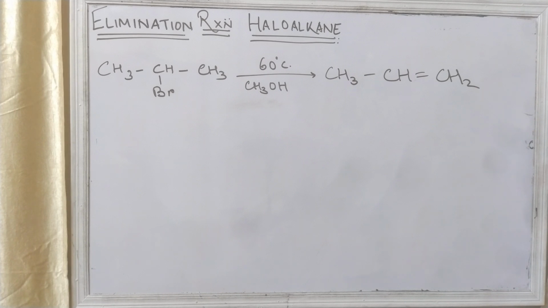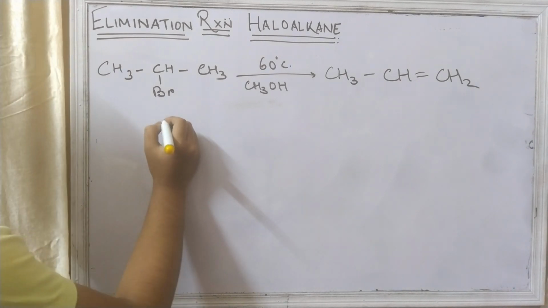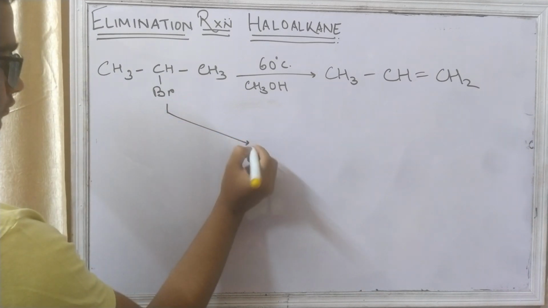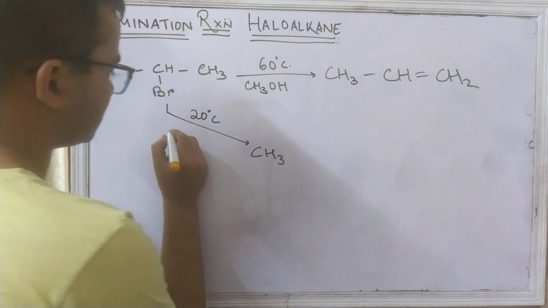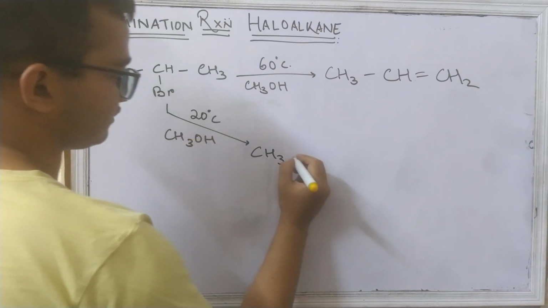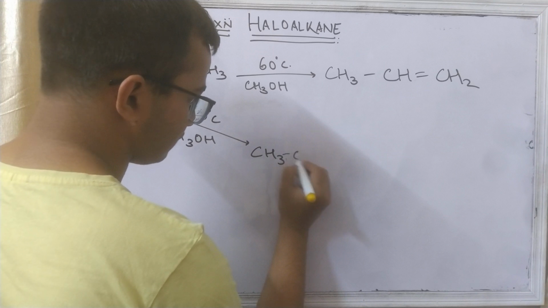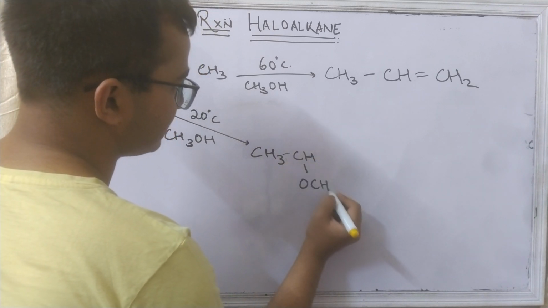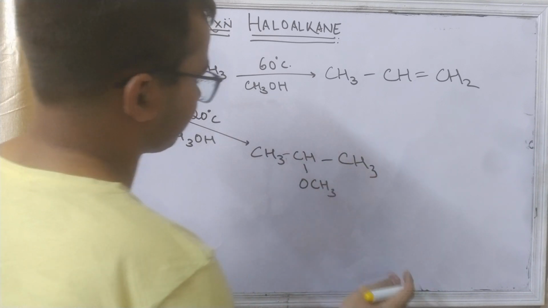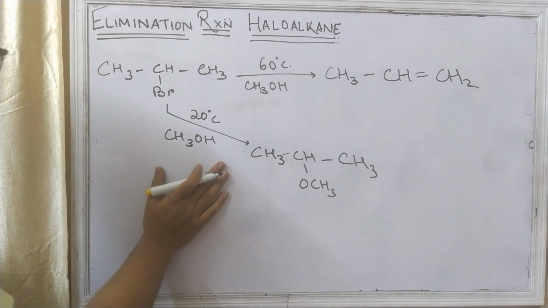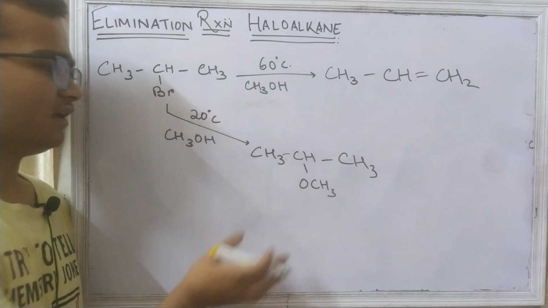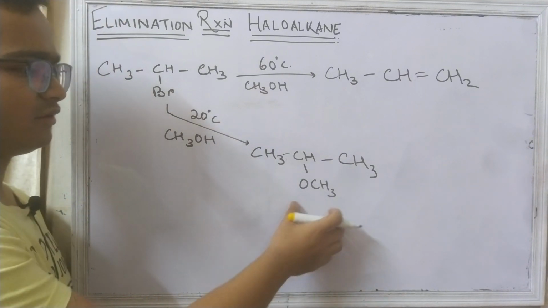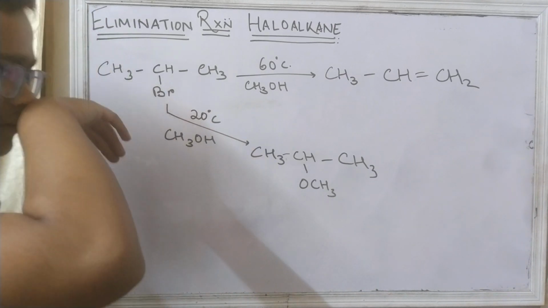But if you take an unsymmetric alkyl halide, another thing can happen. If the temperature is low, let us assume 20 degrees centigrade, then see, we get CH3 and the reagent is the same, CH3OH. We get CH3 CH(OCH3) CH3. This H is getting attached over here. So the temperature factor is very important in this case. We have to keep in mind, if 60 degrees, then propene or an alkene, and if 20 degrees centigrade or lower temperature, you get this one.